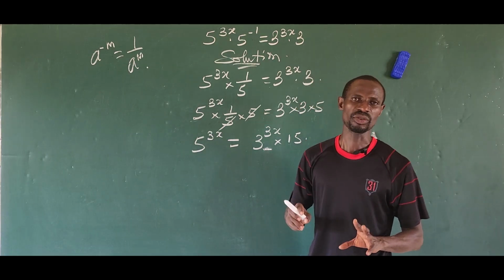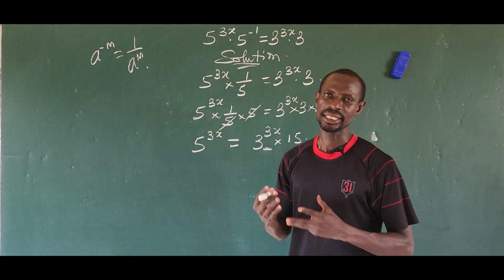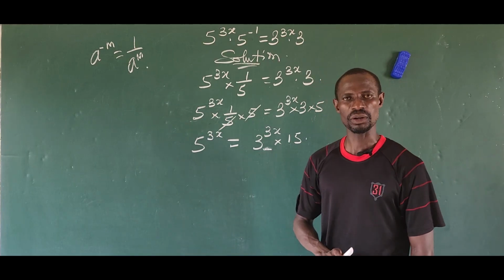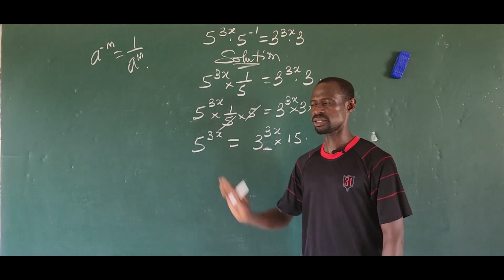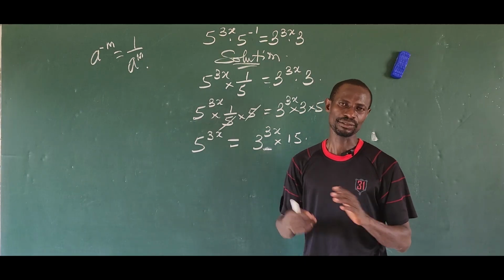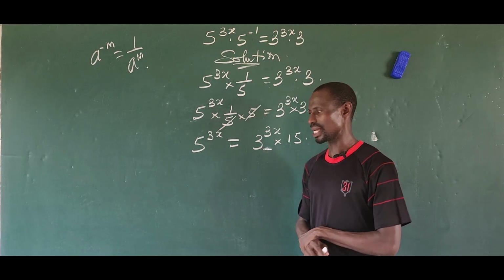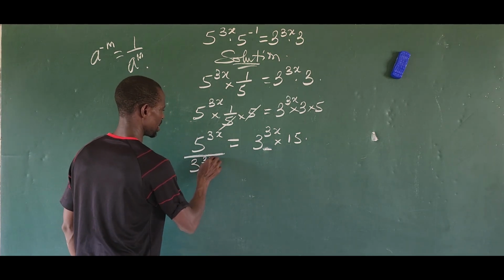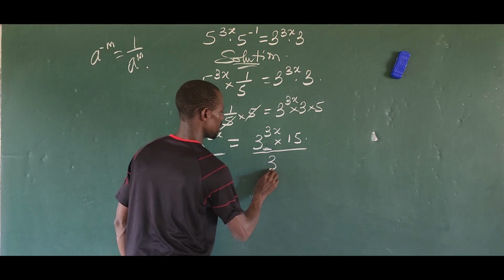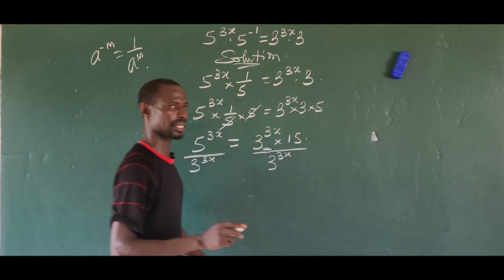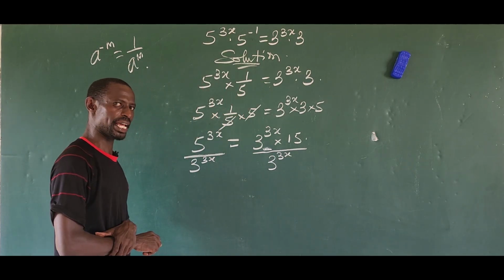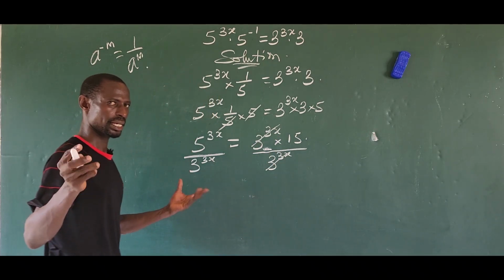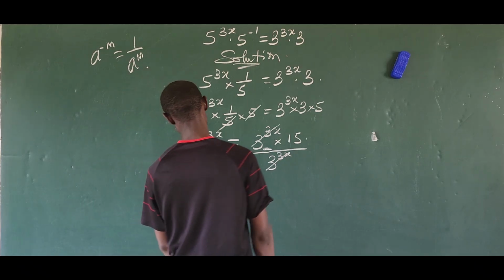So the next thing we do here is to make the quantity carrying the variable be on the left-hand side of the expression. Here we have 3 to the power of 3x. So for us to move it to the other side of the equation, we have to divide by 3 to the power of 3x. So if we divide through by 3 to the power of 3x, we equally divide the other side by 3 to the power of 3x. All right, so with what we have now, this goes with this. Good. Now look at the left-hand side of the expression.